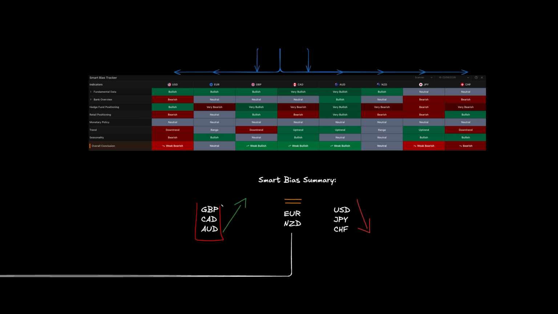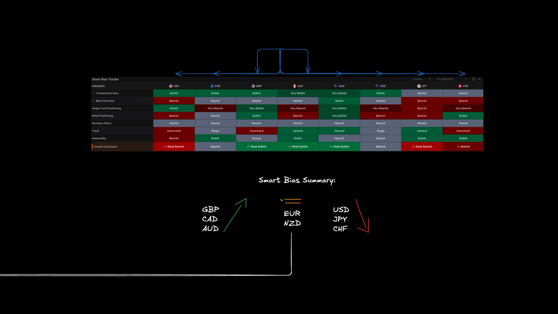So for example, quick summary, okay, smart bias summary. You want to go long on GBP, CAD, and AUD. Euro and NZD is neutral, okay? You don't have any clear bias. The USD, Japanese yen, and CHF is a sell for now. That's it. Very simple. So now you have a bias.